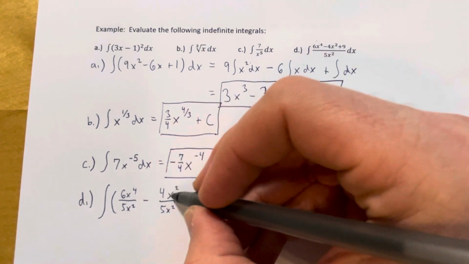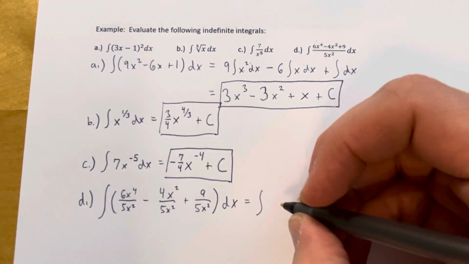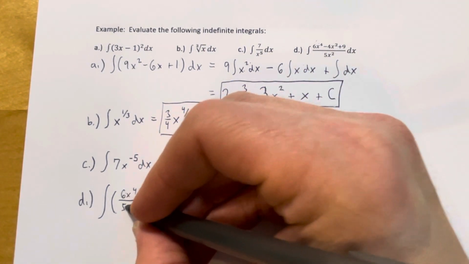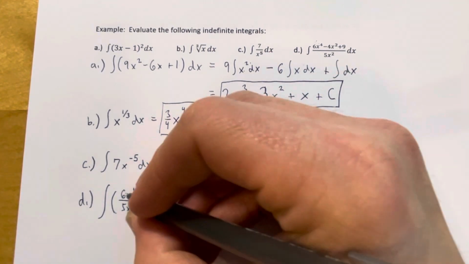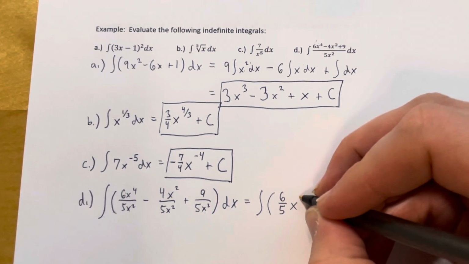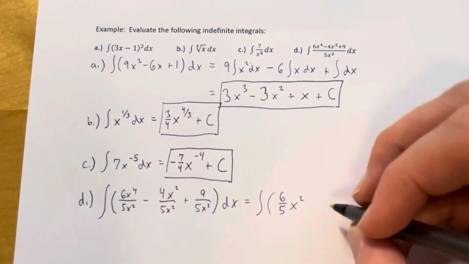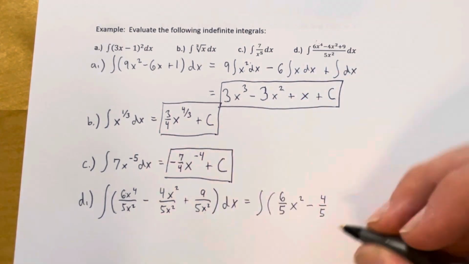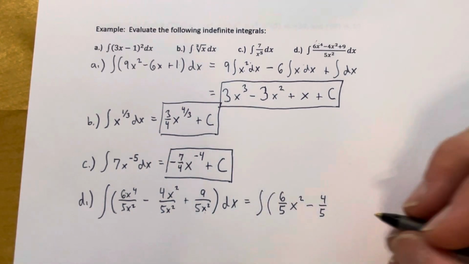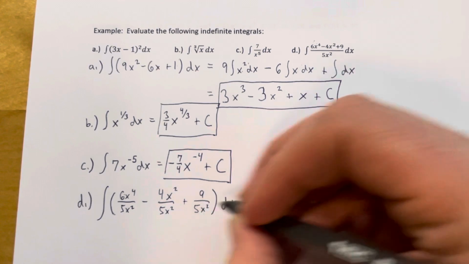Now that I have individual terms, I can simplify them all independently. So I have 6/5 here. x to the 4th over x squared is just x squared. I have minus 4/5 here. x squared over x squared is 1, so the x squareds cancel out. And then I have plus 9/5.